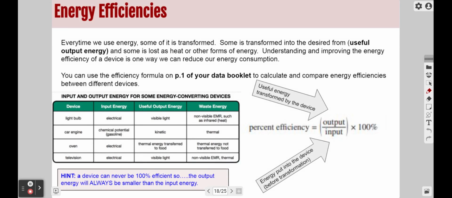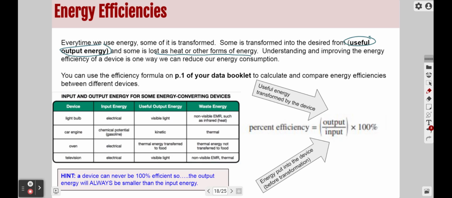Now, one thing, there's a term that you're going to be coming across and also calculating in this lesson. It's energy efficiencies. And every time we use energy, some of it is transformed. Some is transformed into what we want, the useful output energy, and some is always lost as heat or other wasted forms of energy that we didn't want through our device.